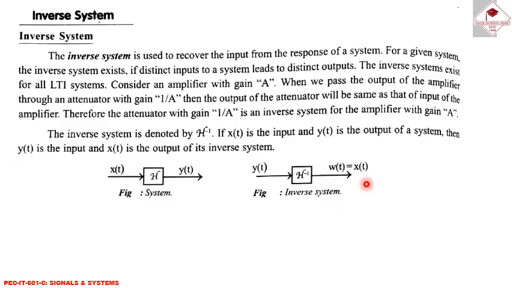So inverse system, again I'm repeating, is used to recover the input from the response of the system. In this case, one amplifier application has been considered: the input is amplified to the output. Now if I want the original signal to come back, we are dealing with the inverse. So whatever amplification is going on, after the inverse system it is recovered or returned back to the original signal.